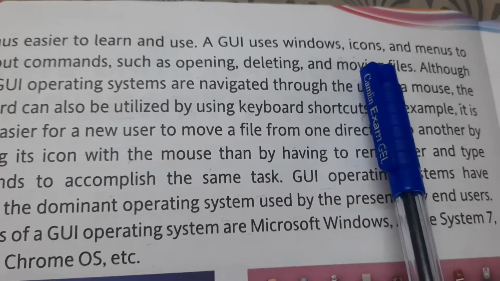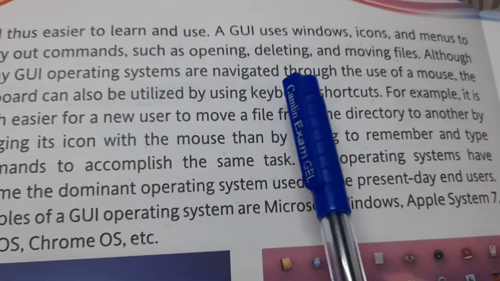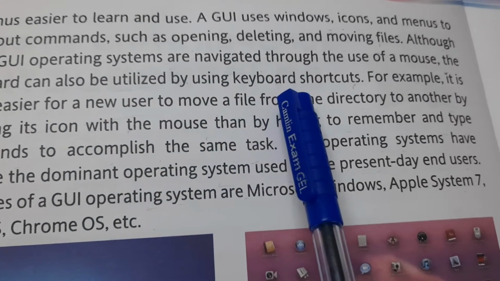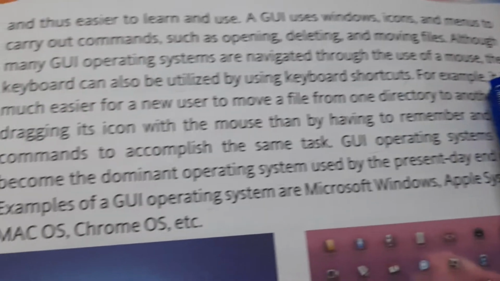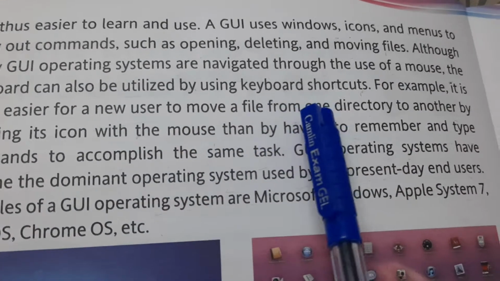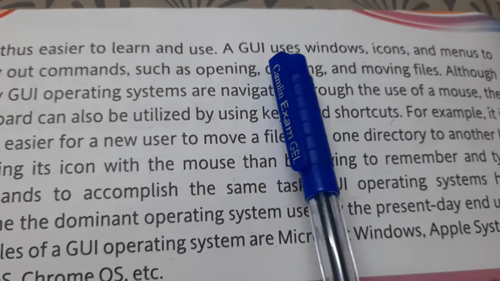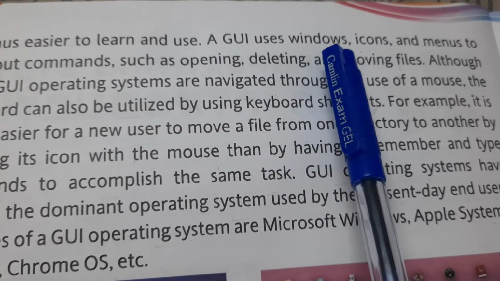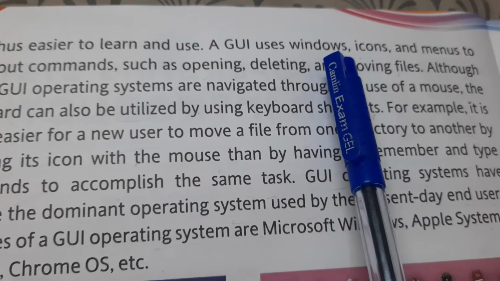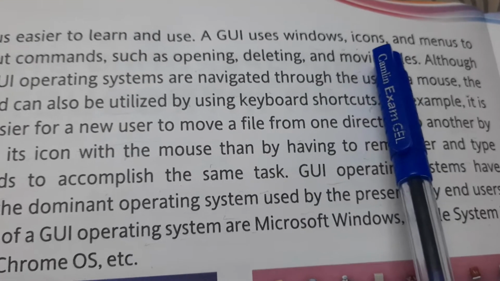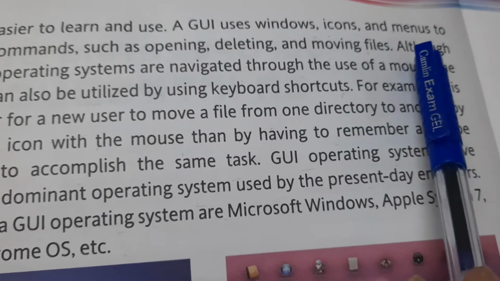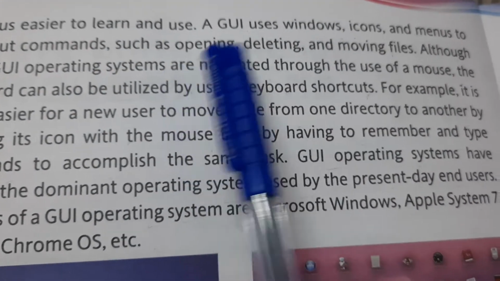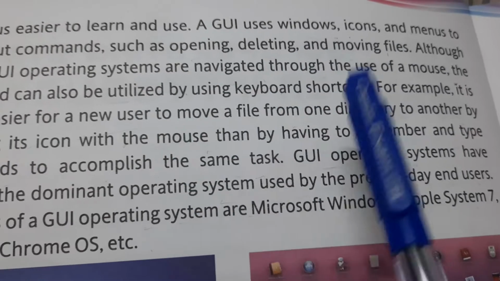A GUI uses windows, icons, and menus to carry out commands such as opening, deleting, and moving files. Although many GUI operating systems are navigated through the use of a mouse, the keyboard can also be utilized by using keyboard shortcuts. So, children, as I told you, in GUI, in graphical user interface, we use windows. In whichever application you are working, you are using windows. Then icons, buttons with small pictures, and menus in which many other options are given, and these options are used for opening, deleting, and moving files and many other functions as well.